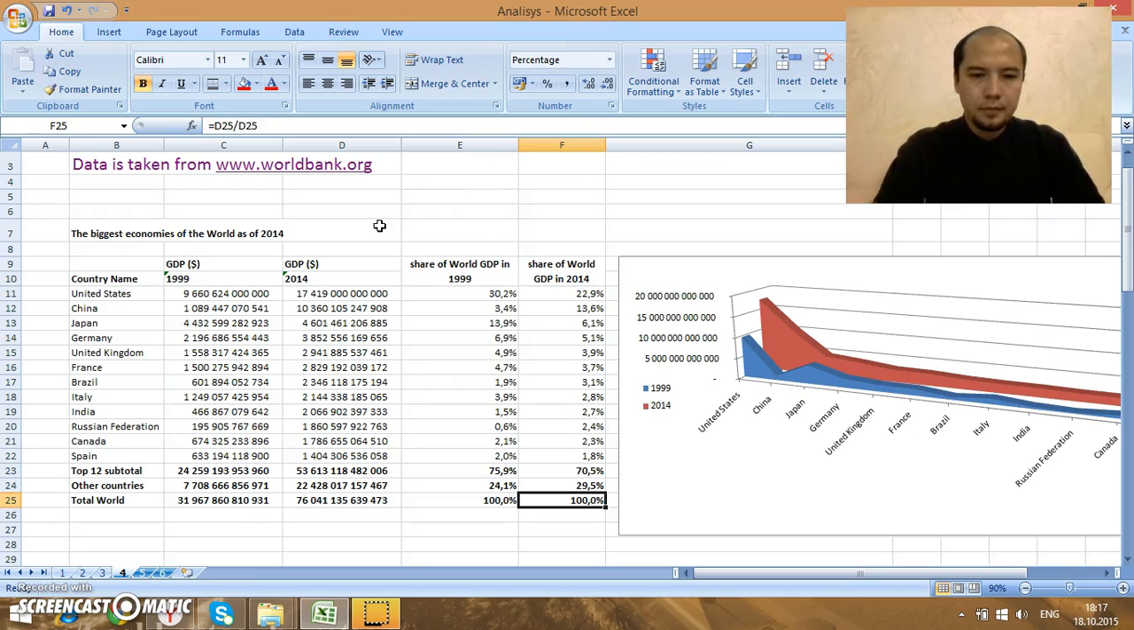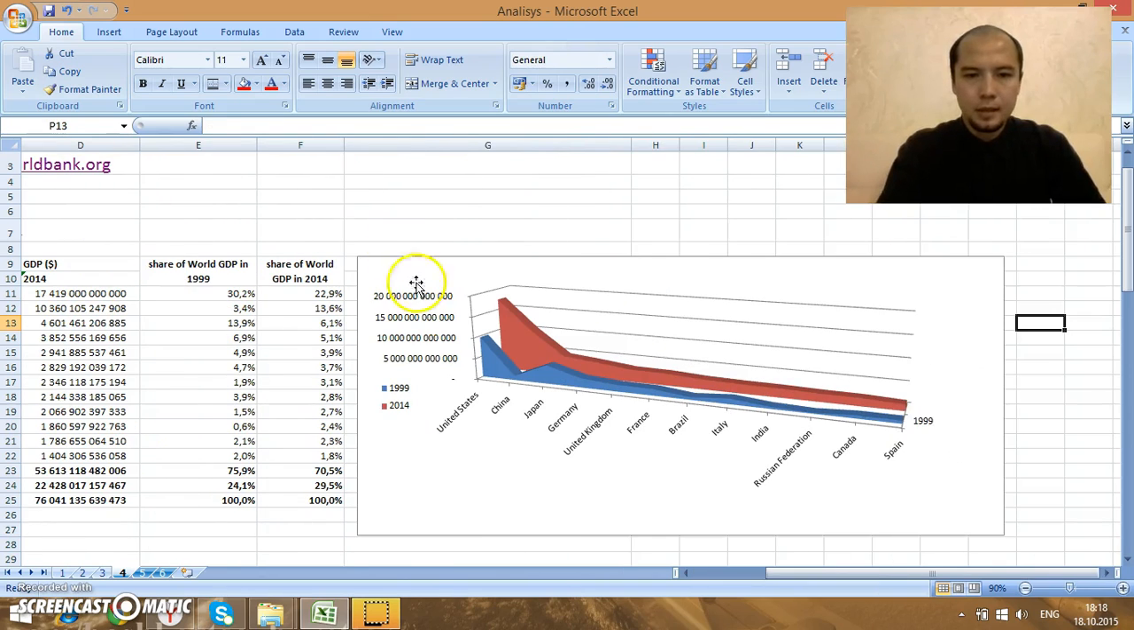And you can notice that other countries which are not the top 12, their share increased from 24% to 29.5% in 2014. You can also notice that the share of the United States decreased from 30% to 23%, and the share of China increased from 3.4% to 13.6% during the last 15 years.